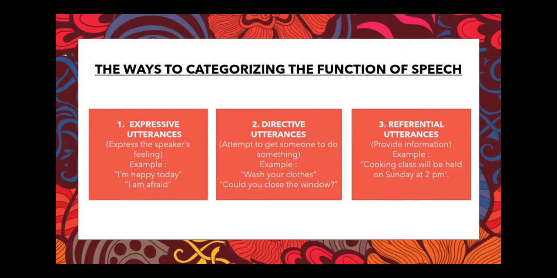But now we have ways of categorizing the function of speech. The first one is expressive utterance. It expresses the speaker's feelings. For example, I am happy today or I am afraid. The second one is directive utterance. It is an attempt to get someone to do something. For example, wash your clothes or could you close the window? And the third, referential utterance. It provides information. For example, cooking class will be held on Sunday at 2 p.m.